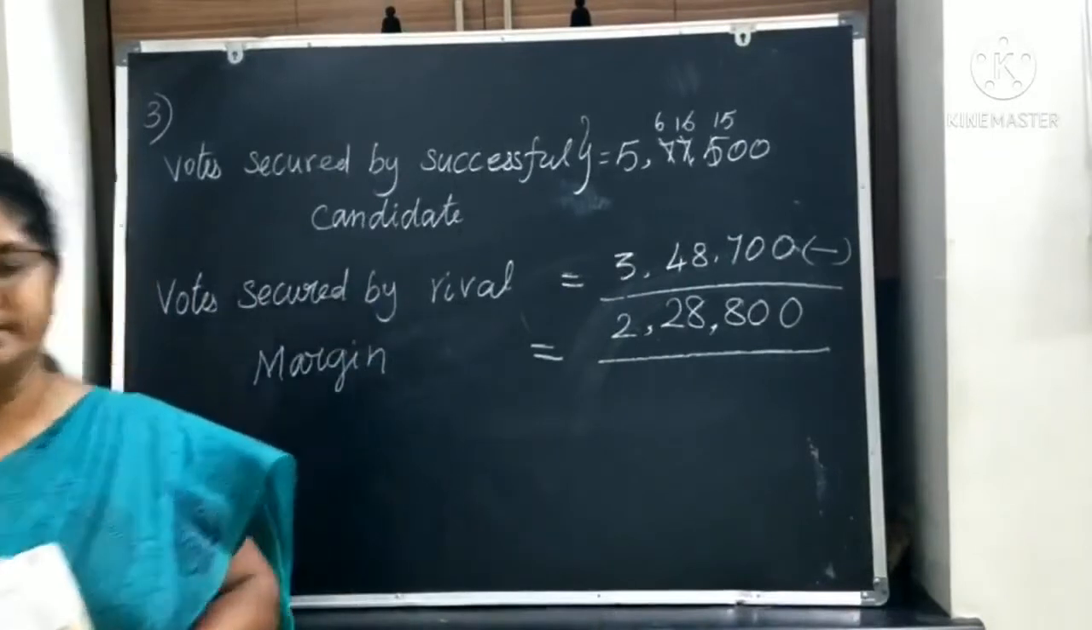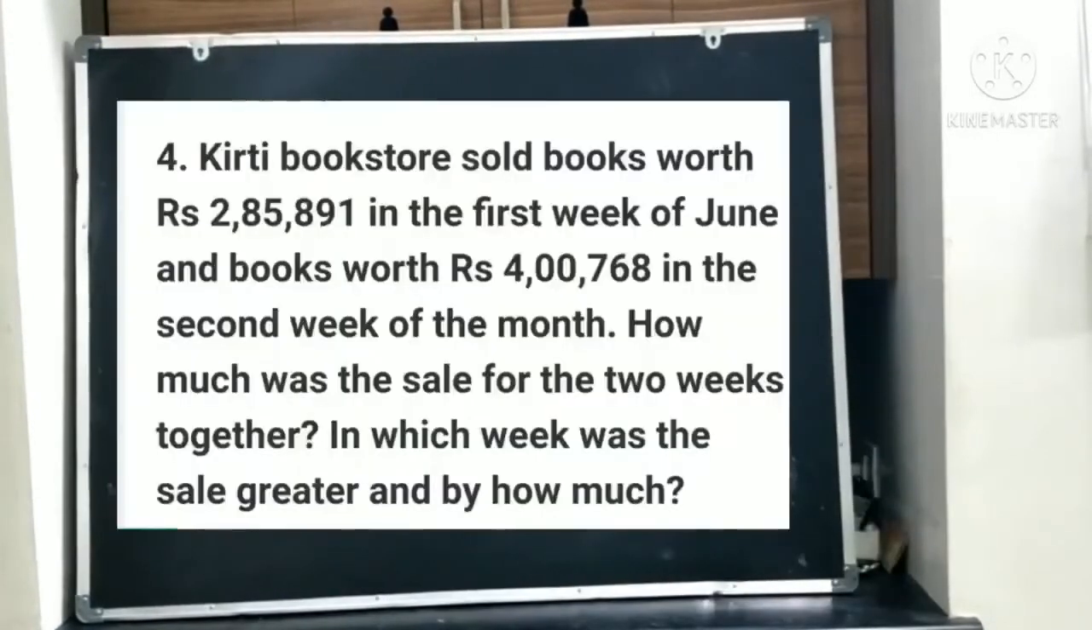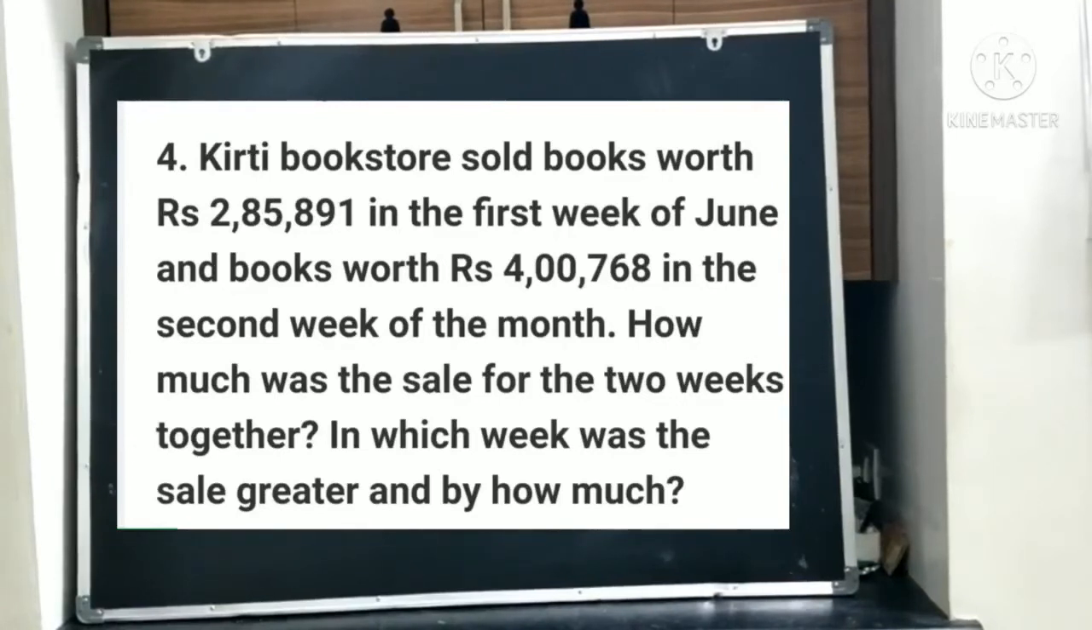Okay, write down this. Next, fourth question. See the book. See the question. Kirti bookstores sold books worth rupees 2,85,891 in the first week of June, and books worth rupees 4,07,768 in the second week of the month. How much was the sale for the 2 weeks together? In which week was the sale greater and by how much?